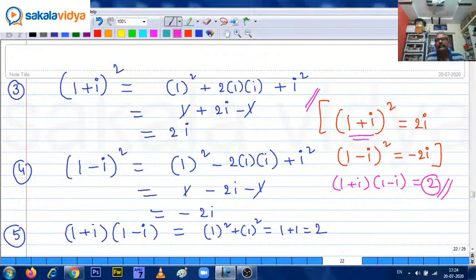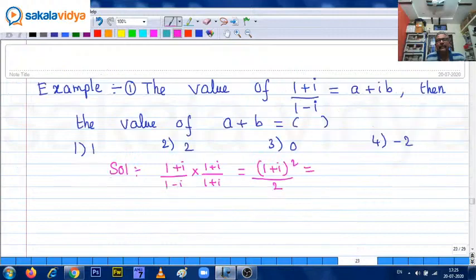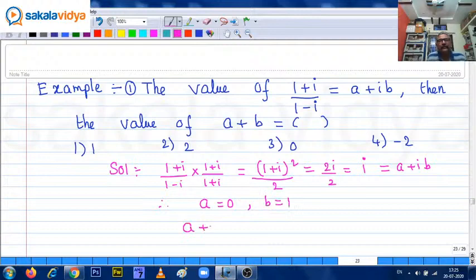What is (1 plus i) whole square? 2i. So this will be 2i by 2, which is i, equal to a plus ib. Comparing on both sides, here a is 0, no real part in this one. a is 0, b is 1. We are asked a plus b. a plus b is equal to 0 plus 1, which is 1. That means the first option is the right option.